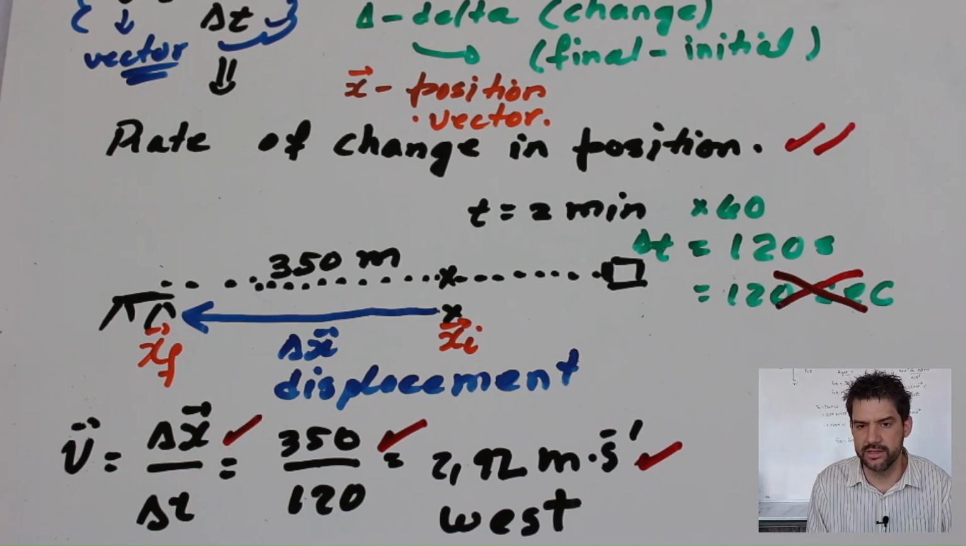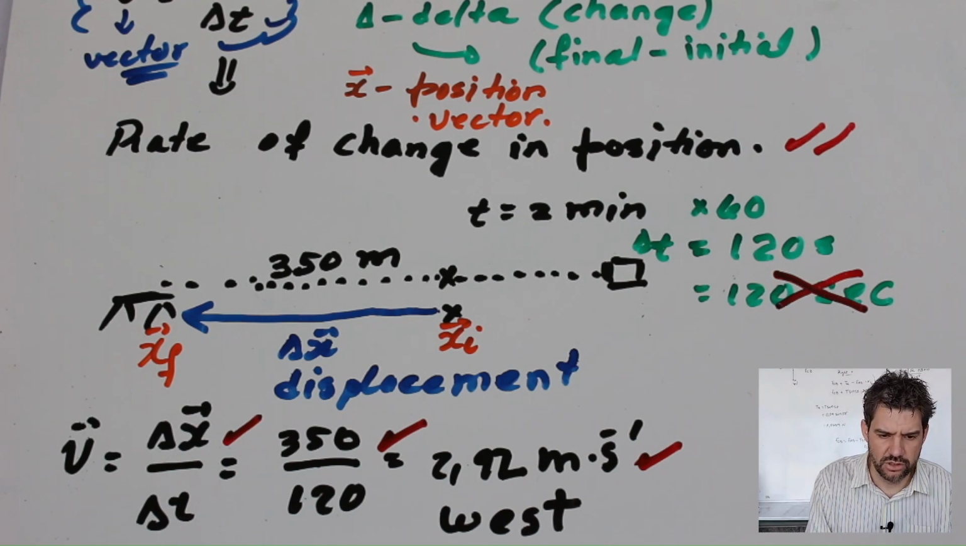Nothing to say about that. The direction is at least needed, unless the question asks for the magnitude of the average velocity. Then it is another story. Okay, so let's continue with this question.